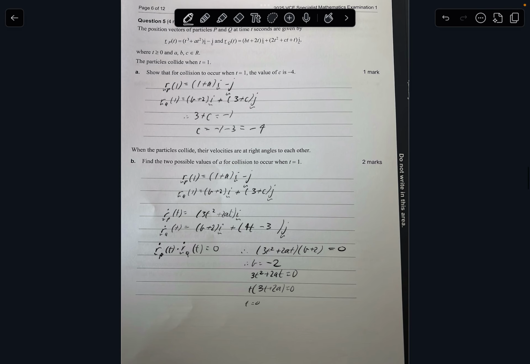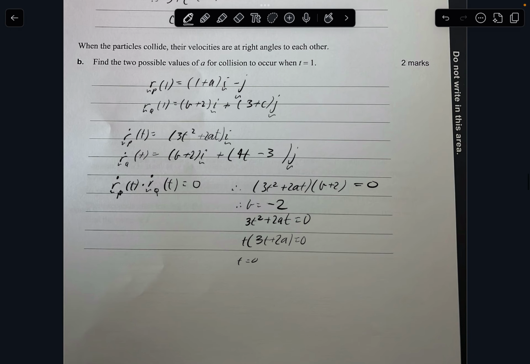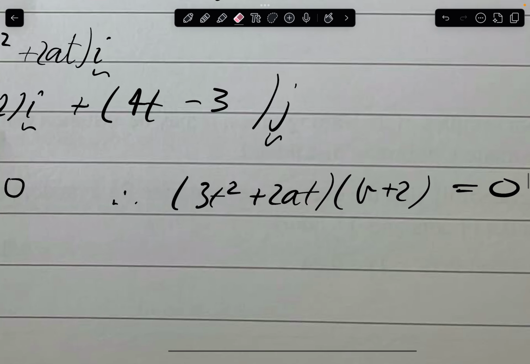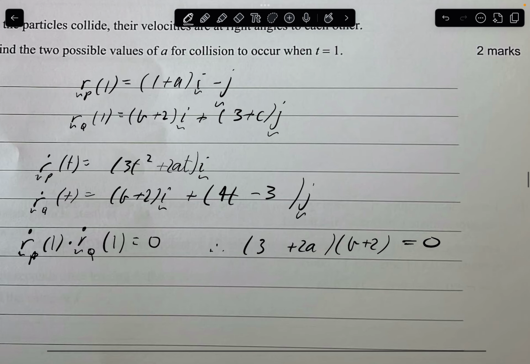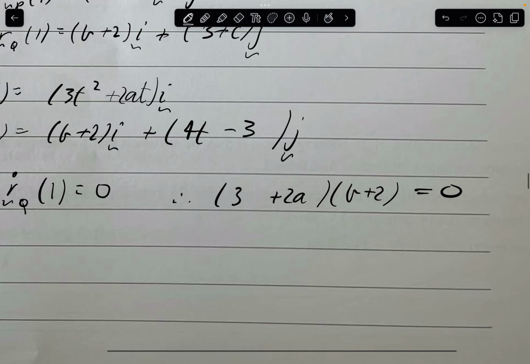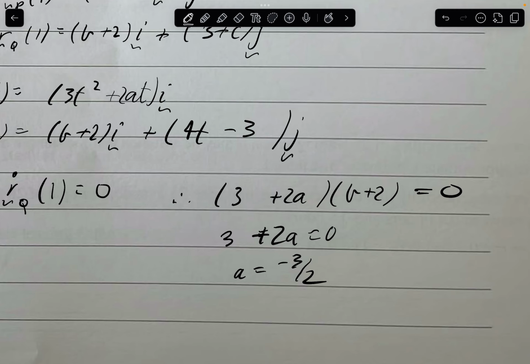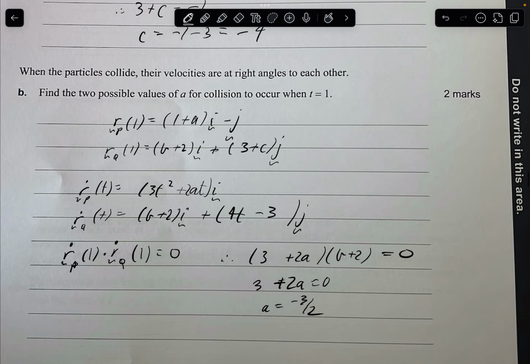Oh, it was at t equals 1. So I'll just plug in 1. So that would be 3 plus 2a and b plus 2. So that's just 3 plus 2a equals 0. a equals negative 3 over 2. But there has to be another one. Find two possible values of a.